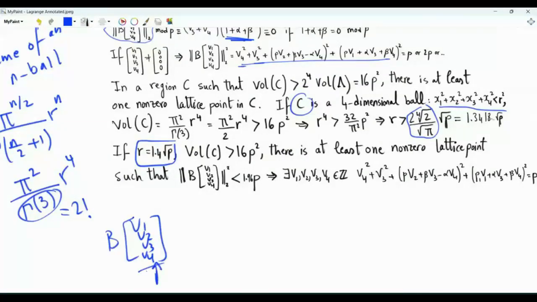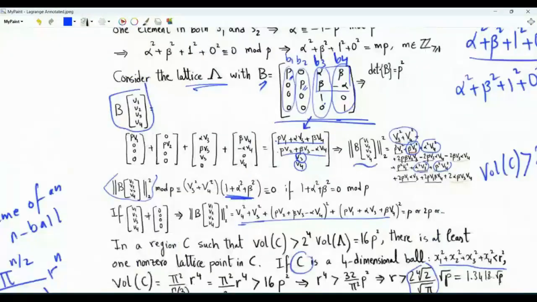Here this vector is not the all zero vector. And so this vector is in the lattice. This vector is also in C. So the L2 norm squared of this vector must be less than r squared by definition, by how C is defined. It's the 4-dimensional ball. So this L2 norm squared is less than r squared. Now we have chosen r to be 1.4 square root p, which is enough to apply Minkowski. So this r squared is 1.96 times p. This means that r squared is strictly less than 2p.